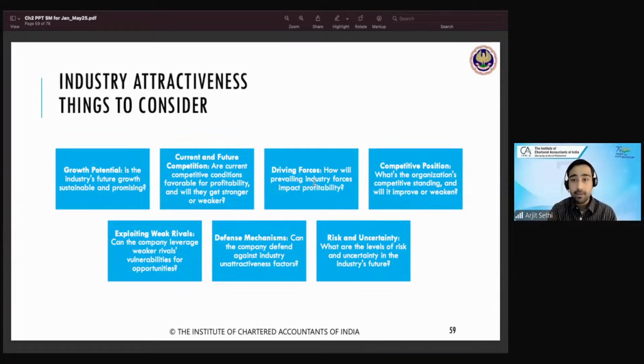Exploiting weak rivals. How do people in the industry probably pressurize weak rivals? Can the company leverage weaker rivals themselves as well? Vulnerable for opportunities? Maybe you can think, "छोटी छोटी कंपनीज को खरीद के बड़ा बन जाता हूँ." That's what Reliance is doing. That is what Tata is doing. Tata's management is all experienced people who are above 40, 50 years. Old people, right? Generally, the management is really old, but the business has to be new.